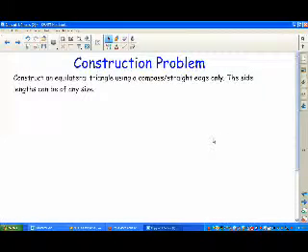All right, what I'd like for you to do is construct a triangle using a compass and straight edge only. It has to be equilateral. You cannot use the ruler part of your straight edge, and you cannot use a protractor. So only make this triangle using those two construction tools. And be prepared to talk about this in class tomorrow.